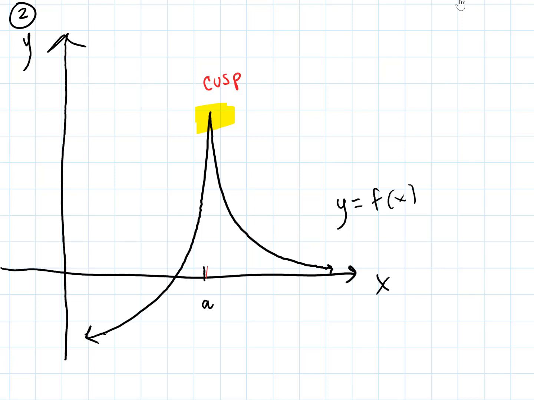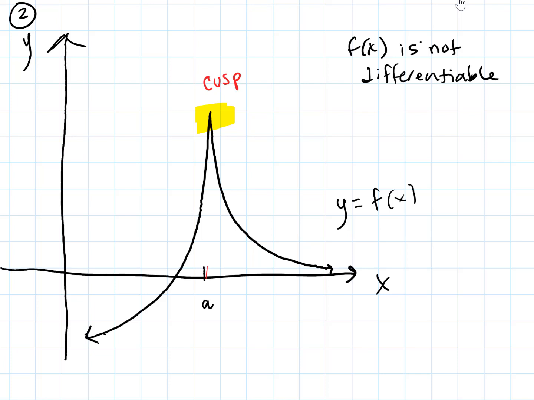So just from looking at this graph, we know right away we can say that this is not differentiable, and I didn't even put a number, I just called it A. This is not differentiable, or we should say f of x, since we have a function name. F of x is not differentiable at A.